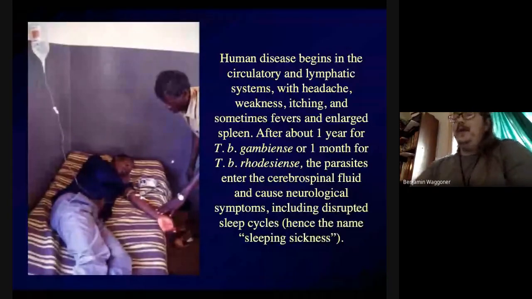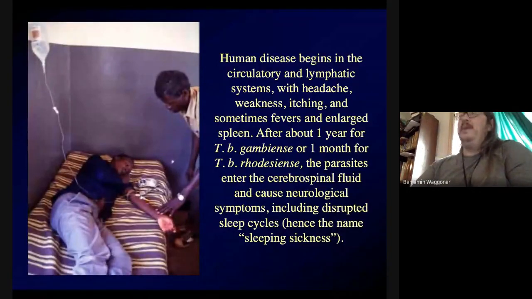One particular thing it will do is disrupt your sleep cycle. Infected people may start getting very drowsy during the day and then may not be able to sleep at night. This is the reason why it's called sleeping sickness. And here's a patient being treated for it. There are, fortunately, a number of drugs that are effective. Although if it's not caught early, you can end up with lasting neurological damage.